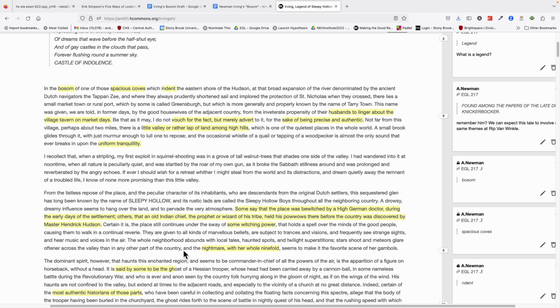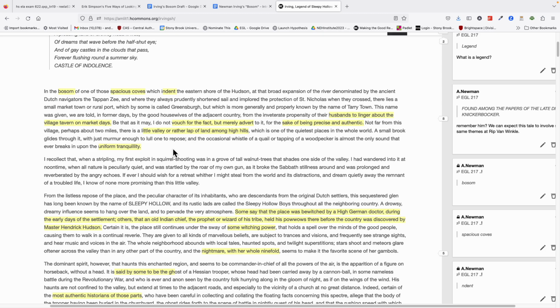I'm going to start reading the first paragraph and then talk about it a little bit, and you see what I've got highlighted. I'll just read that first page: "In the bosom of those spacious coves which indent the eastern shore of the Hudson." So, wow.